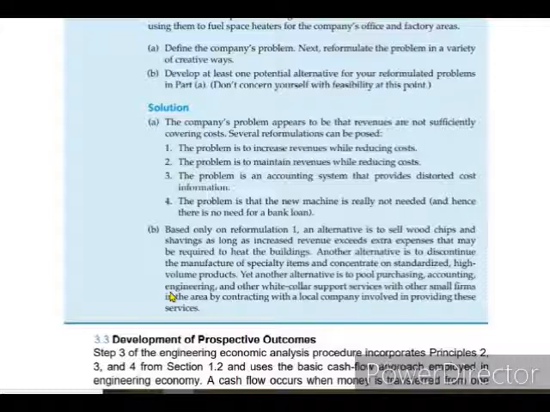Okay, so another alternative is to discontinue the manufacture of specialty items and concentrate on standardized high volume products. So that's another, because when they concentrate on standardized products, they can easily produce them. And when they can easily produce them, they can produce more quantity. Okay, so yet another alternative is to pool purchasing, accounting, engineering, and other white collar support services with other small firms. So this last alternative is to outsource.